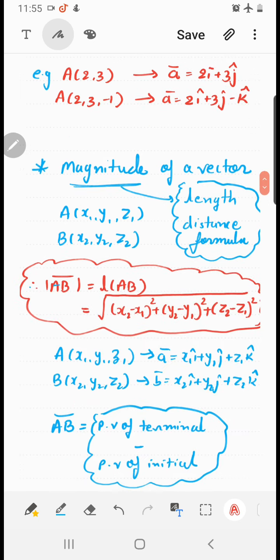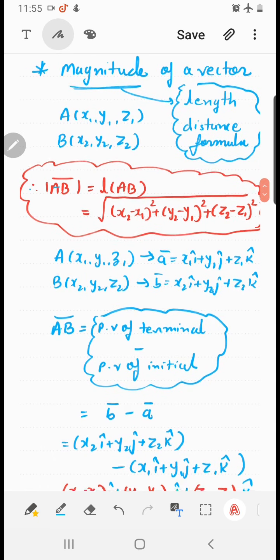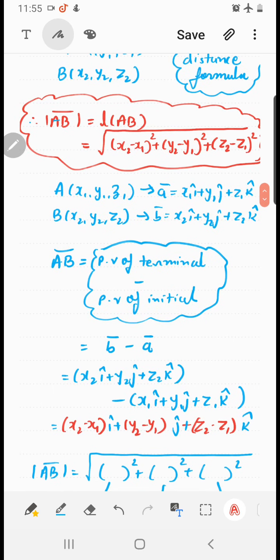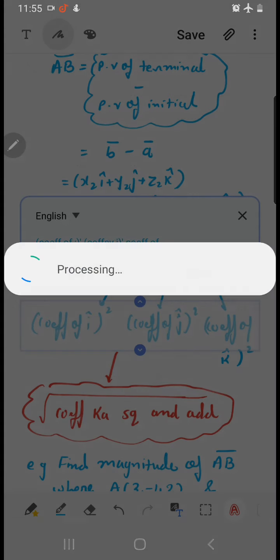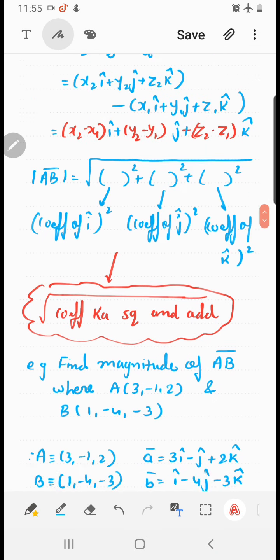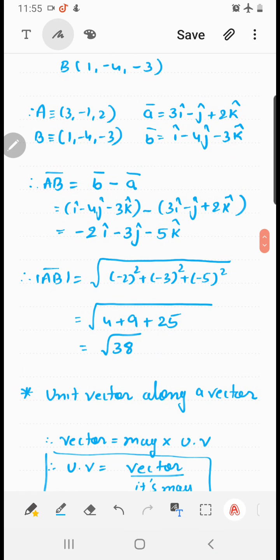The next thing was magnitude. What is the formula to find magnitude? I repeat, this is not the formula to find magnitude where we write this. The formula is this. So you better write this and highlight it. This is the most important thing which I want you to remember. Rather than highlighting everything, I would suggest just highlight this part: under root of the coefficients squared and added. That is what you should understand, and then we have just followed all the sums.